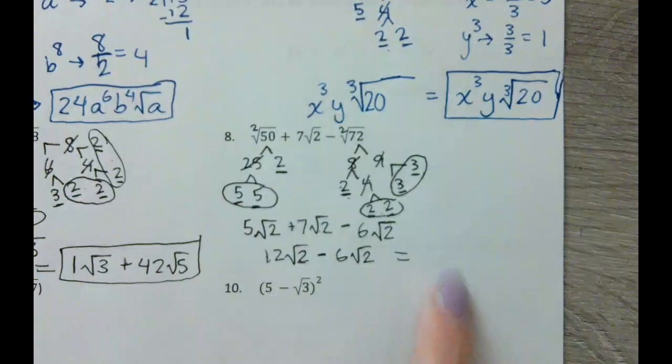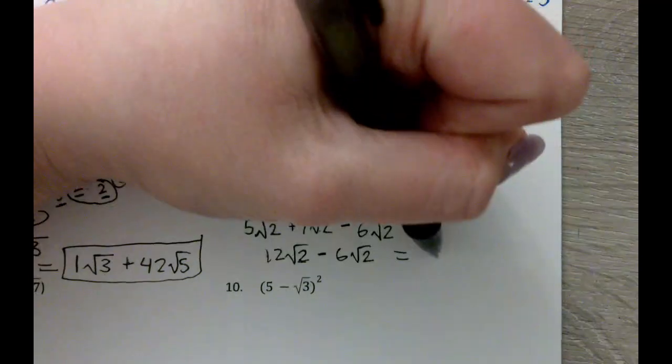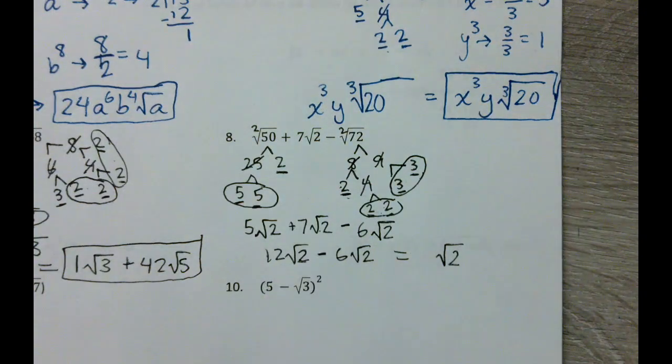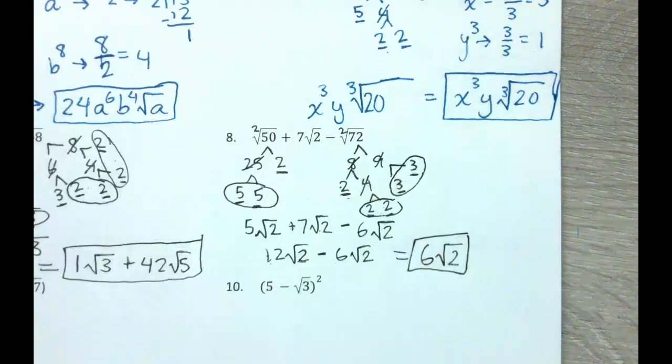Final answer will go over here. 12 square root of 2 minus 6 square root of 2. Again, you keep the square root of 2. You don't actually do any math with it. It just stays. 12 minus 6 is 6. 6 square root of 2 is my final answer.